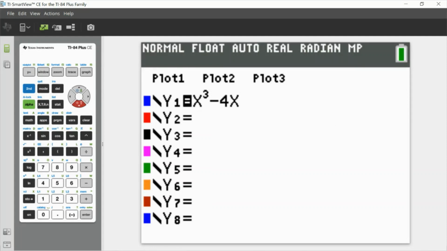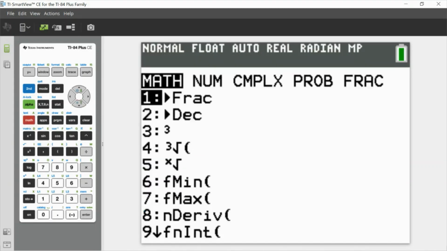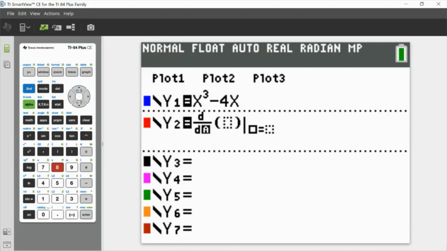So to graph the derivative, you can do the same thing on your calculator. You can hit math and then 8. That pulls up the derivative function. And I'm going to graph the derivative of x cubed minus 4x. So I'm going to put in my x cubed minus 4x. That's one way to do it.